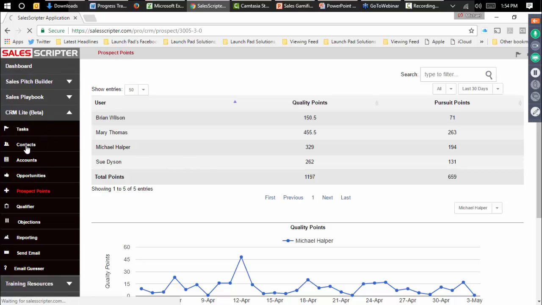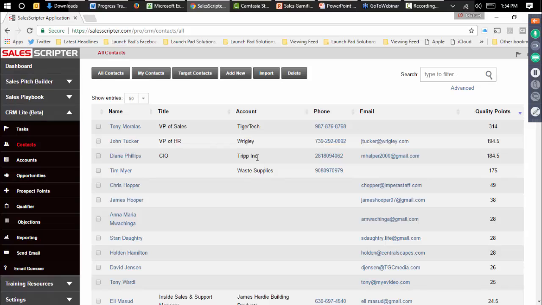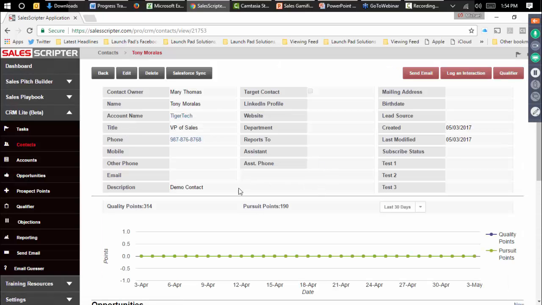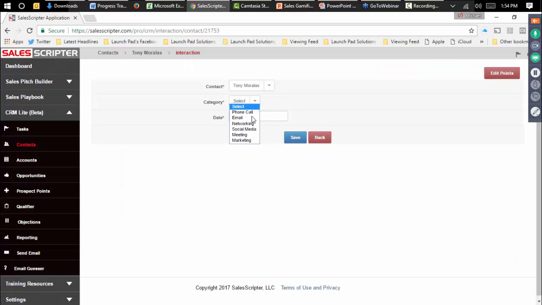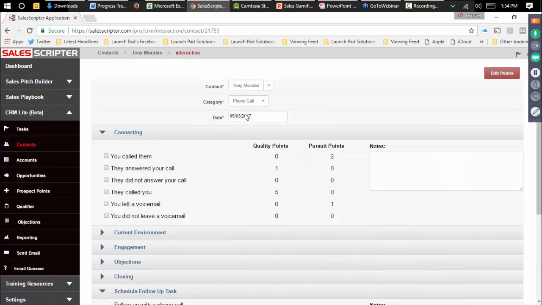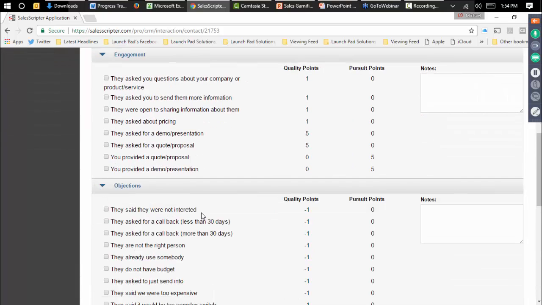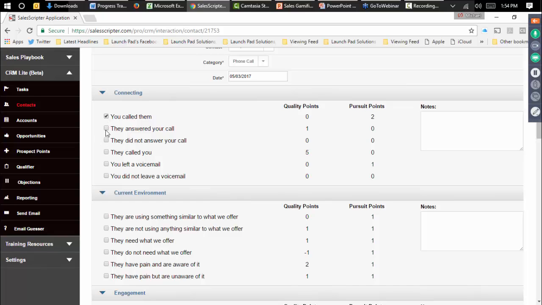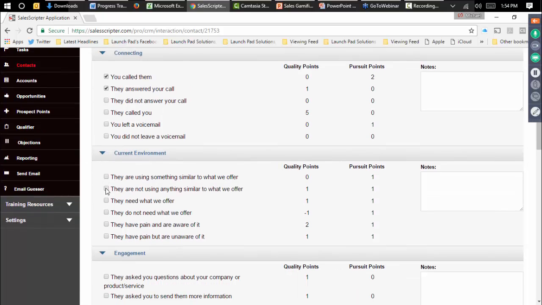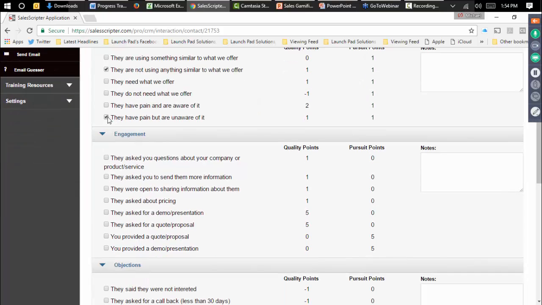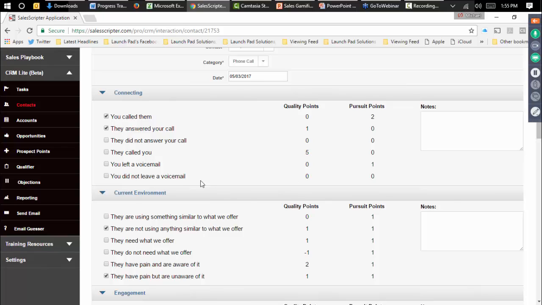Now let me show you how a person goes about accruing those points for themselves. It comes from our CRM, where if we click on a contact, on each contact, in most CRMs you have a button that says log a call. In our system, you log an interaction, and you can log whether, let's say, you call someone or you have a meeting. Let's say you call someone. If you click on that type of interaction, then all of the most common things that can happen in an interaction are listed out. And you can very easily go, okay, I called them, they answered my call, they're not using anything that we have, they have pain but they don't know it. And so you can start to check all the different things that happen and log that.